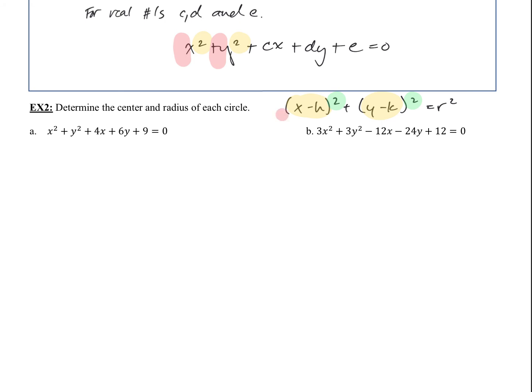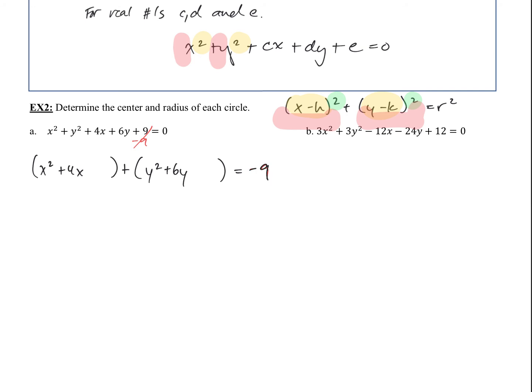Why is that? Because we have to do it to the x value, and then we have to do it to the y value. Okay, so let's go ahead and group the x's and y's. Let's see, so x squared plus 4x, leave space for that number we're going to add in, plus y squared plus 6y, once again leave space for that number we're going to add in, and then we're going to subtract that 9 to the other side. Once again, remember, we always just put that number to the side.